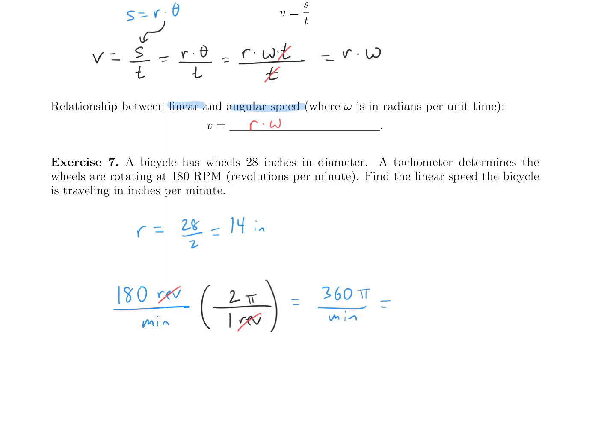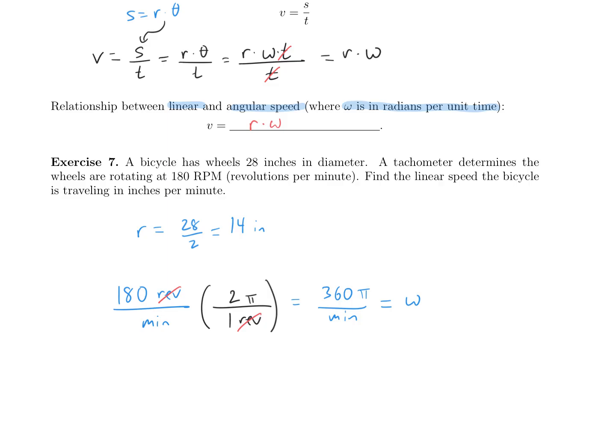That's how omega is defined, as radians per unit time. So here it is. Omega is in radians per unit time. In this case, it's radians per minute. Okay, now that we have omega and we have the radius, now we can find the linear speed. So now all we have to do is use our formula.